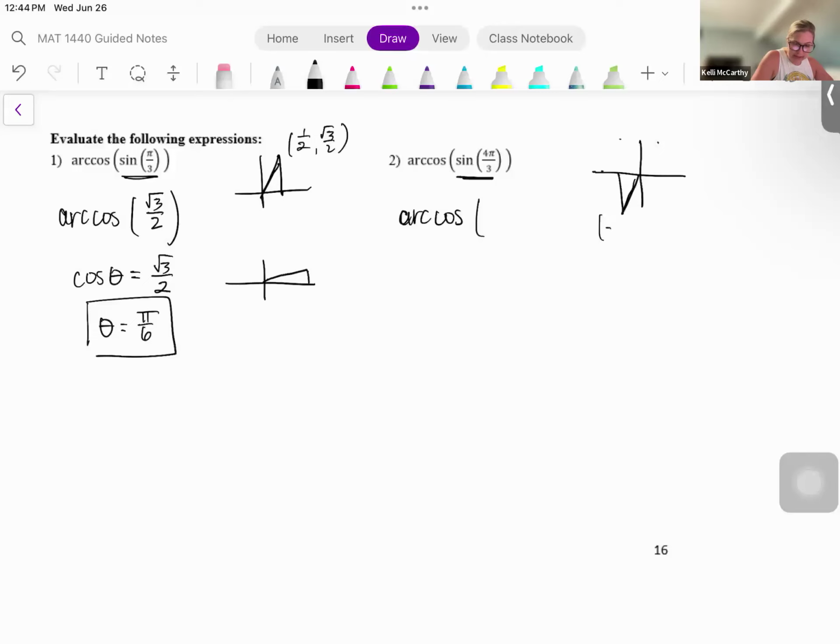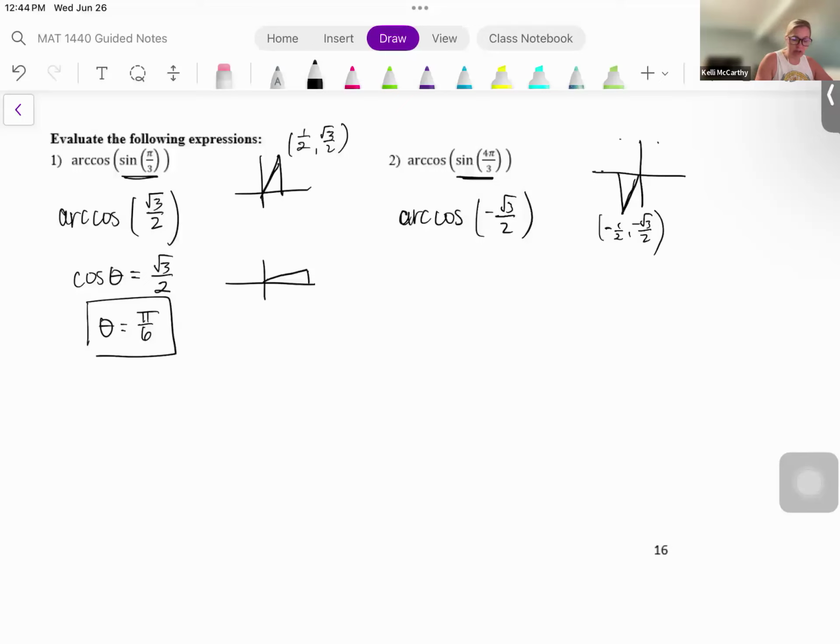And now I can determine that that ordered pair is negative 1/2, negative square root of 3 over 2, because the horizontal leg is shorter than the vertical leg. So sine of 4 pi over 3, sine is that y coordinate, is negative square root of 3 over 2.